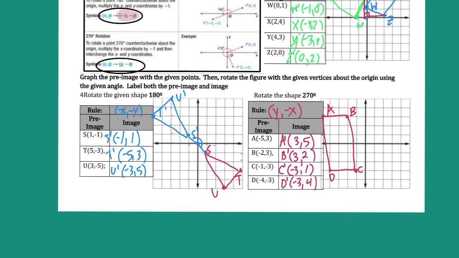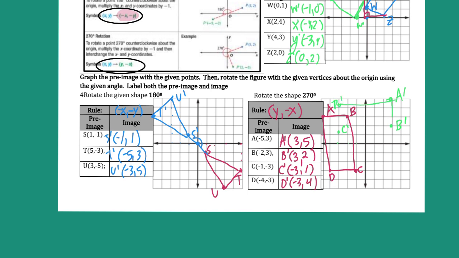Okay, so I'm going to grab another color, and we're going to graph these points. So 3, 5. Okay, pen's not working. Okay, here she is. A prime. And then 3, 2, that's B prime. And then -3, 1, that's C prime. And then -3, 4 is going to be D prime.